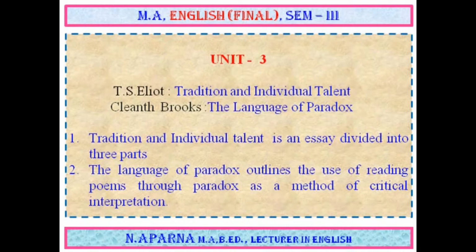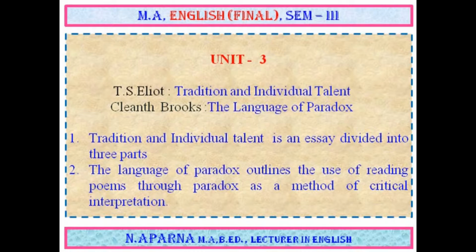In Unit 3, you have T.S. Eliot, Tradition and Individual Talent. You are already familiar with T.S. Eliot. We have studied about him in the second semester. He has written the great poem, The Waste Land, for which he was awarded the Nobel Prize in Literature. Apart from writing poetry, he is a well-known critic who has written many other critical works like Hamlet and His Problems.